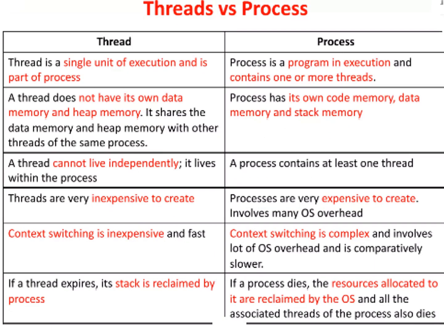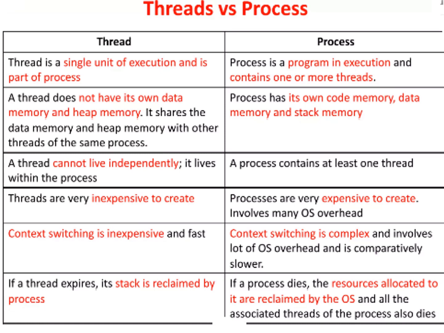This is the difference between threads versus processes. A thread is a single unit of execution and is a part of a process. A process is a program in execution and contains one or more threads. A thread does not have its own data memory and heap memory; it shares the data memory and heap memory with other threads of the same process. A process has its own code memory, data memory and stack memory. A thread cannot live independently; it lives within the process. A process contains at least one thread.